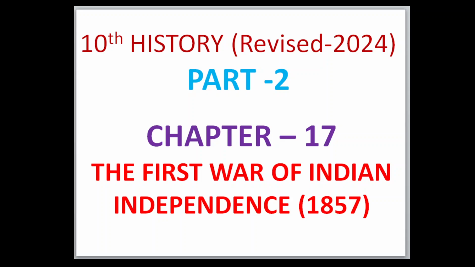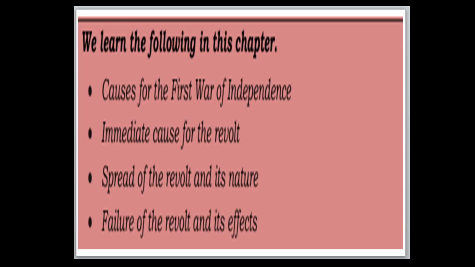So now let's move to the second part of this video. Already in the first part we have done the causes for the first war of independence, the immediate cause, the revolt, the spread of the revolt and its nature also. Now we have to complete the last point, failure and its effects of the 1857 revolt. So without a delay, let's start the second part of this lesson.